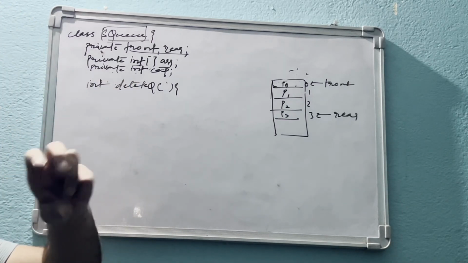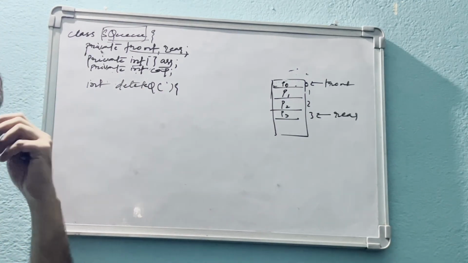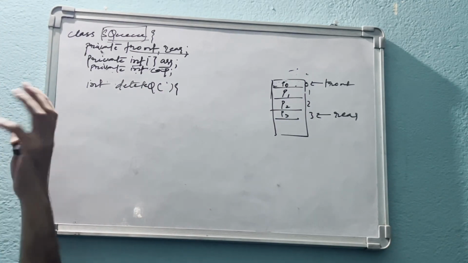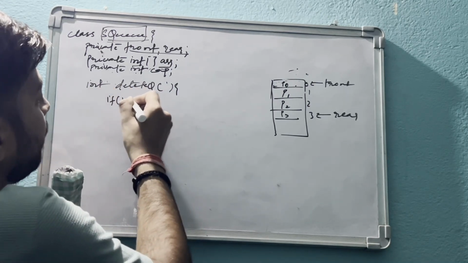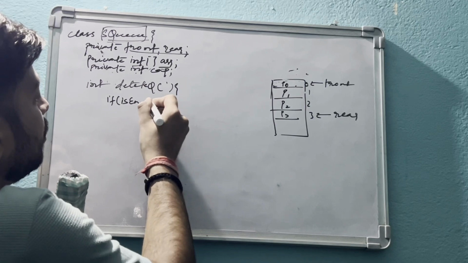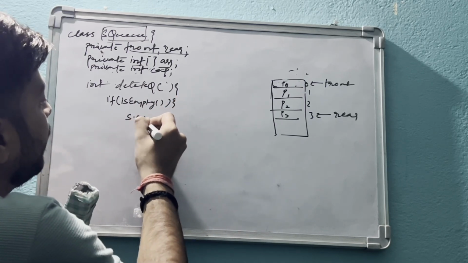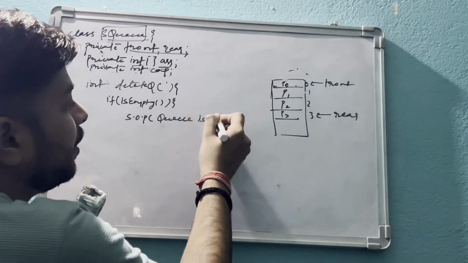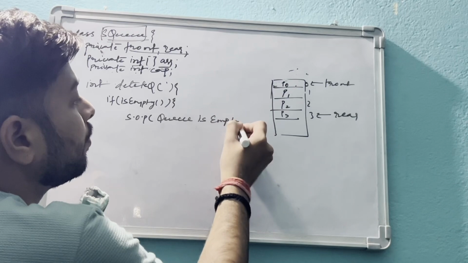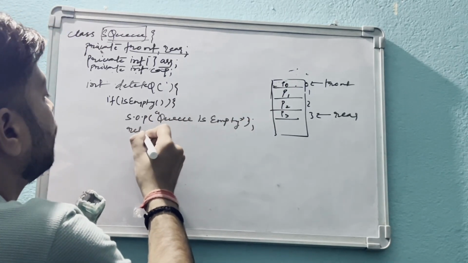Okay, we need to check the very first condition, whether our queue is empty. If our queue is empty, we can no longer delete from the queue. So if isEmpty is true, we'll simply System.out.println that our queue is empty, and we'll return from this function.